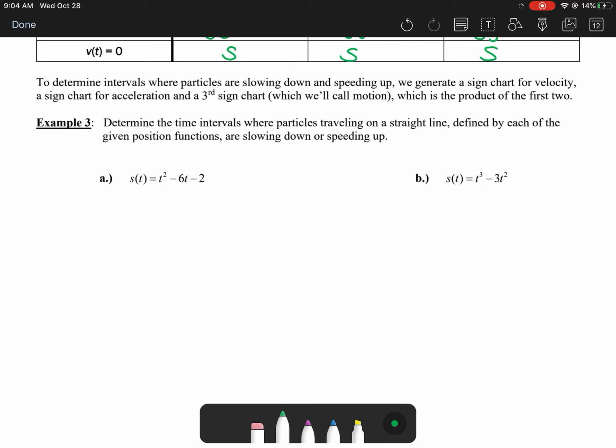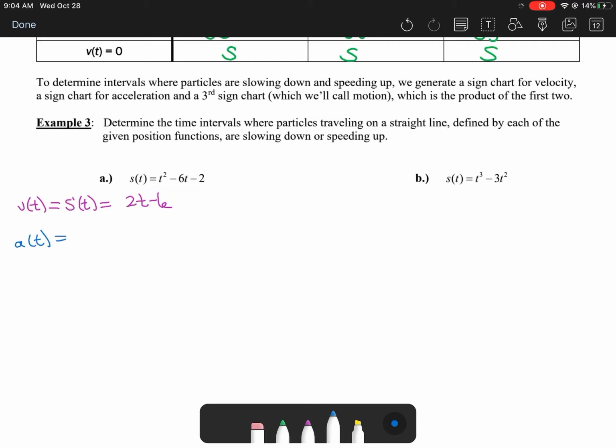Determine the time intervals where particles traveling on a straight line, defined by each of the given position functions, are slowing down or speeding up. So the first thing I want to do with this problem is find my velocity and my acceleration. My velocity, again, is the derivative of my position function. So that is 2t minus 6.